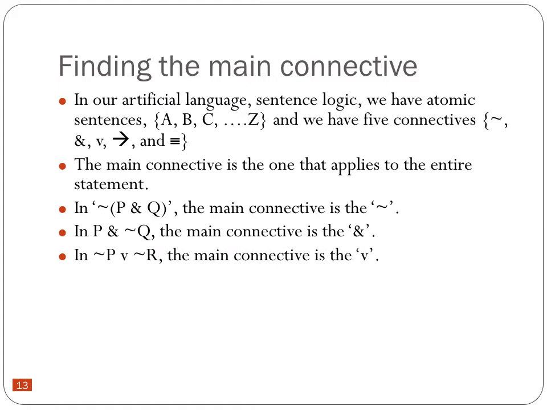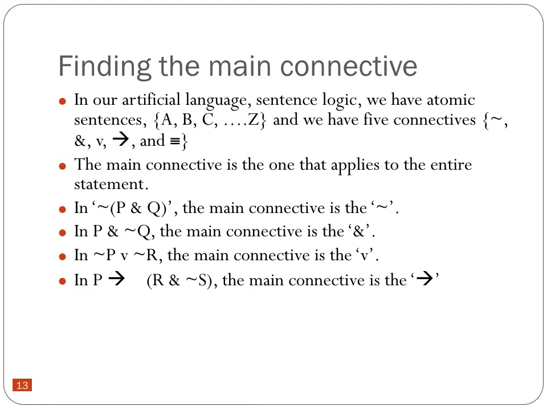In not P or not R, the main connective is the or, right? The first negation of that statement doesn't negate the whole statement. If we want to negate that whole statement, we would have to put parentheses around the P and the R, but it's only negating the scope, we say, of the negation just covers the atomic statement P. It's the or in the middle. That's the main connective. In the statement P, then R and not S, the main connective is the arrow. That's the only thing that applies to the whole statement.